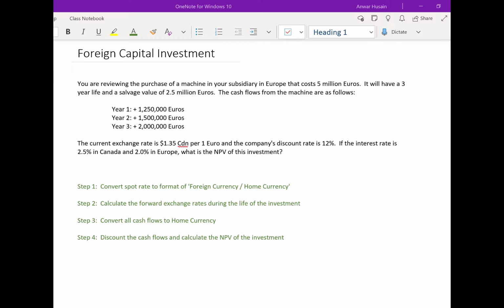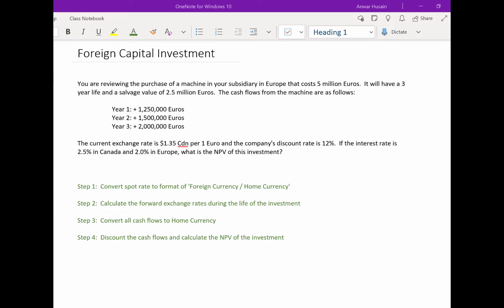So step 2 is you calculate the forward exchange rates during the life of the investment. So if it's going to be a 3-year project, you do 3 years of forwards, and then you're going to use the interest rate parity formula for that. Step 3 is, once you have the forwards, you convert the future cash flows into Canadian dollars. And then step 4 is straightforward. You just do the regular net present value as if it was a local investment.